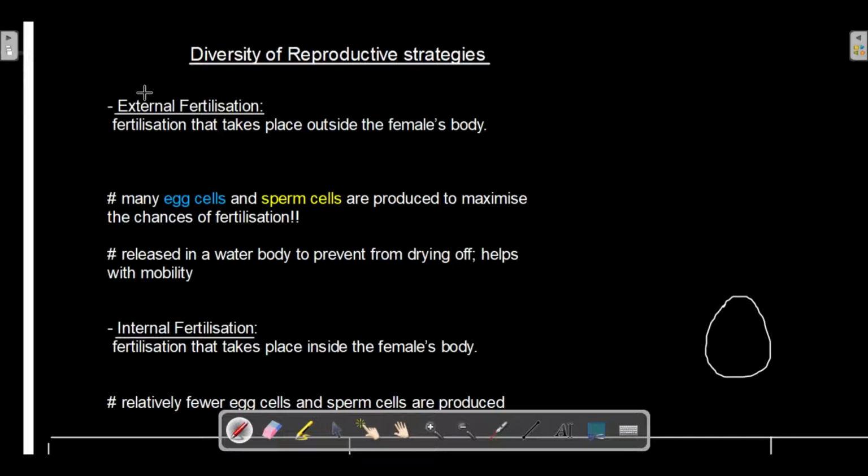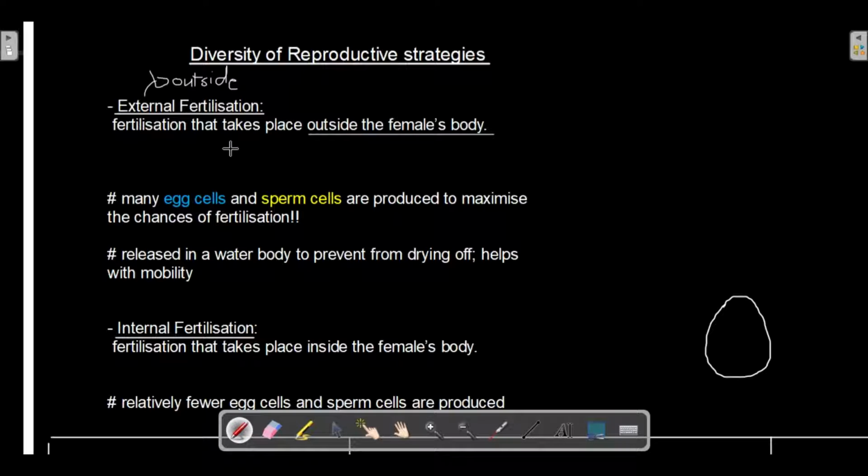Okay, so external means outside, right? So it means outside. So it's like extra. When you say extra, it really means outside. So, but outside of what? So outside of the female body, right? So external fertilization is simply fertilization that takes place outside the female's body.